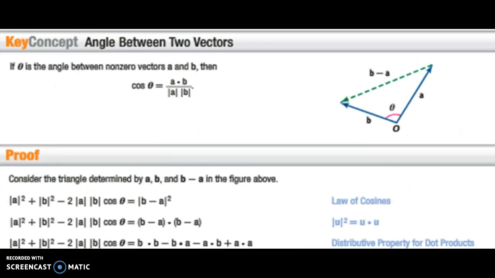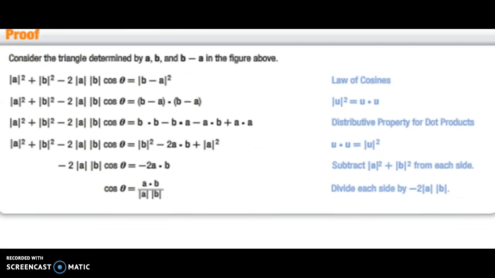All right, so we can also find the angle between two vectors that are not specifically on the coordinate plane or 90 degrees. And this is the equation right here. Cosine of our theta angle is equal to the dot product of a and b divided by the product of their magnitudes. Here's the proof. Again, not very important for you to have that memorized, but it is there if you'd like to see it.